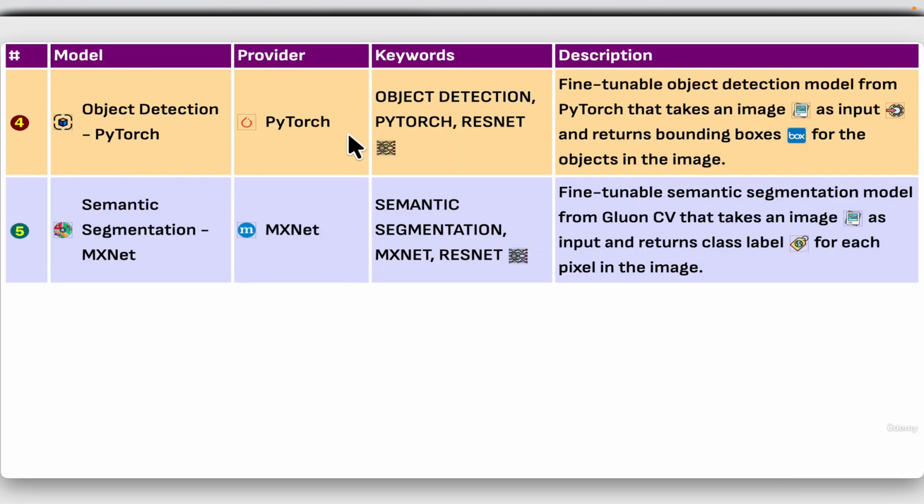Then, the same from PyTorch, we have object detection. So the same thing it will do. And then we have semantic segmentation, where the provider is MXNet. This is a fine-tunable semantic segmentation model from Gluon CV that takes an image as input and returns a class label for each pixel in the image.